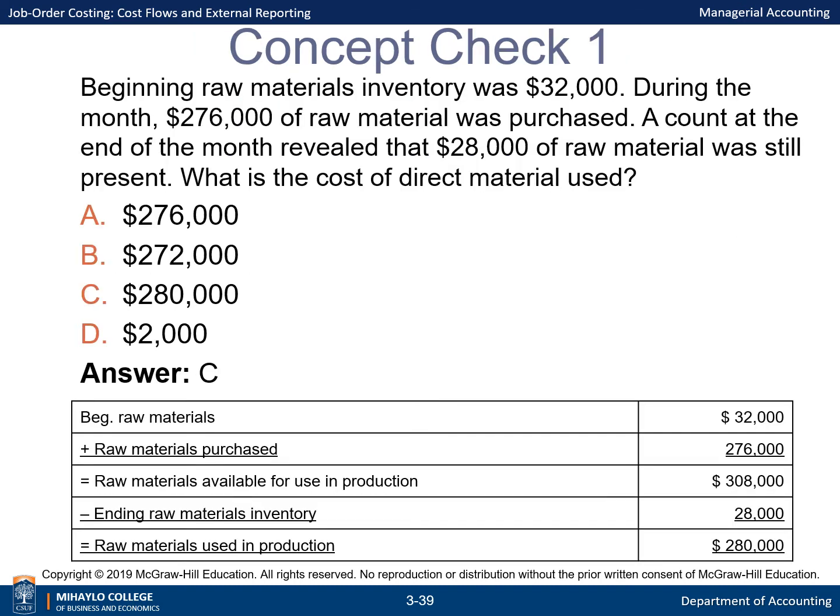Beginning raw materials inventory was $32,000. During the month, $276,000 of raw material was purchased. A count at the end of the month revealed that $28,000 of raw material was still present. What is the cost of direct material used? The correct answer is $280,000, calculated as shown.